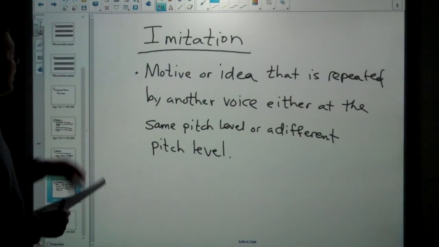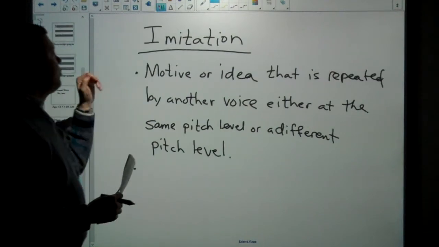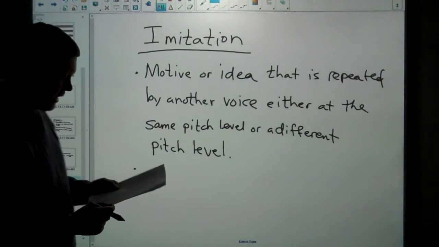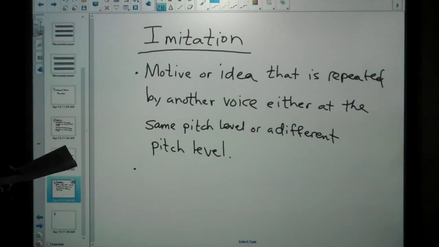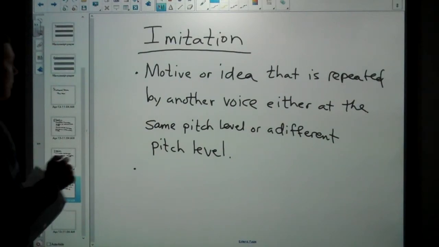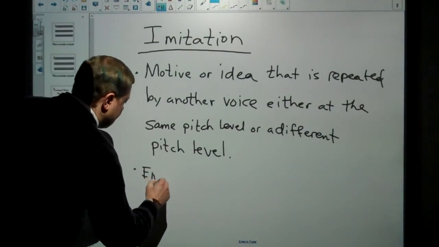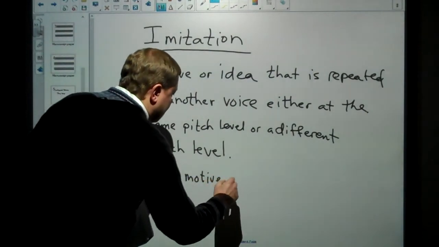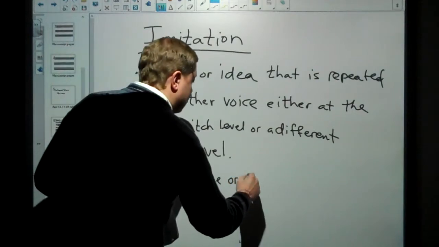Now, one thing that we can also point out about imitation is that you do not have to imitate the entire motive or idea that was stated at the outset. It's not necessary to imitate the whole statement that was intended to be imitated, okay? So I'll just write down here that the entire motive or idea does not need to be imitated. Only part of it can be imitated, and you still have imitation.